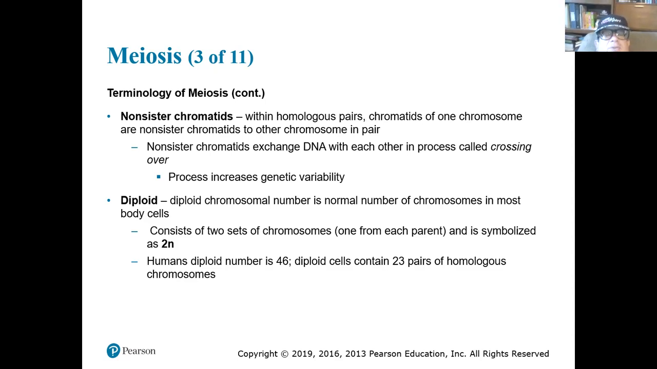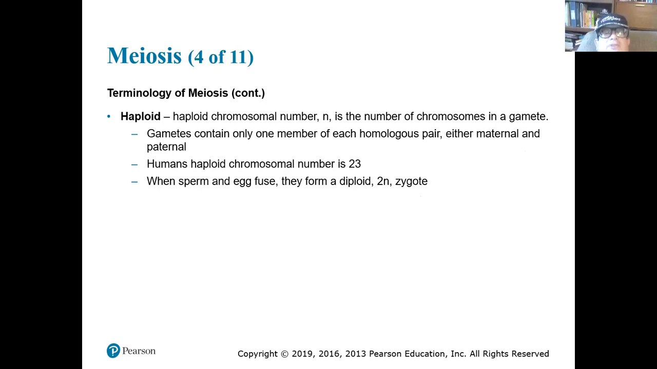So humans have 46 chromosomes normally. That's 23 pairs. And haploid cells, the eggs and the sperm, the gametes, they have 23 chromosomes. And when a sperm and an egg come together, you have two copies of that DNA.